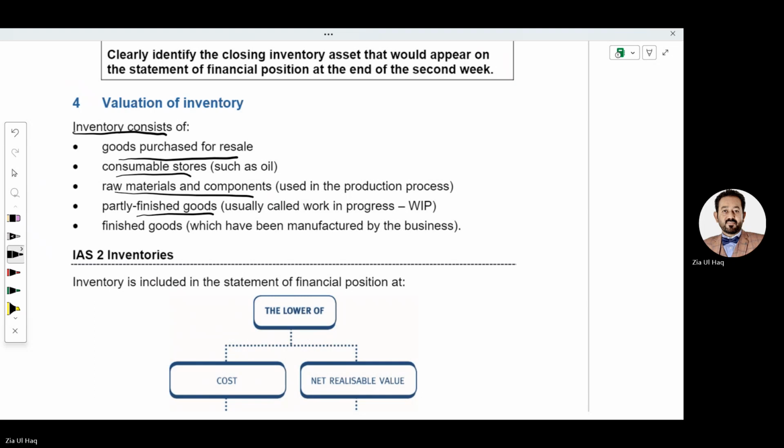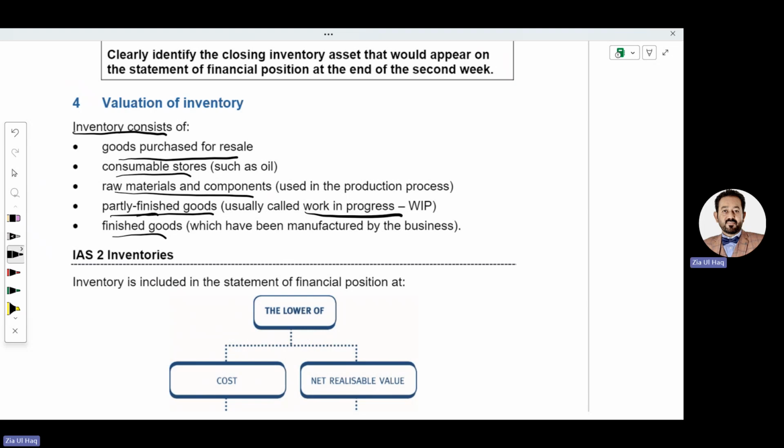Finished goods, partially finished goods. Partially finished goods are also called work in progress. That means incomplete shirts, shirts without buttons, shirts without collar, where there is some work left to complete them. That will be called work in process. And finished goods mean the complete shirts. Shirts without packing, shirts without buttons, shirts without collar will be called work in process, and the cloth is called raw material.